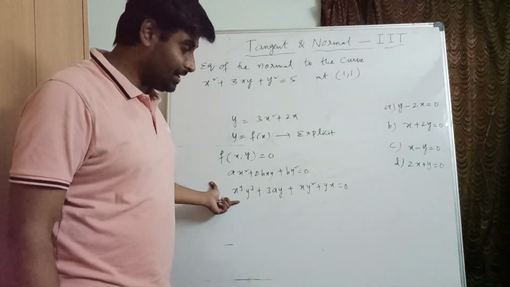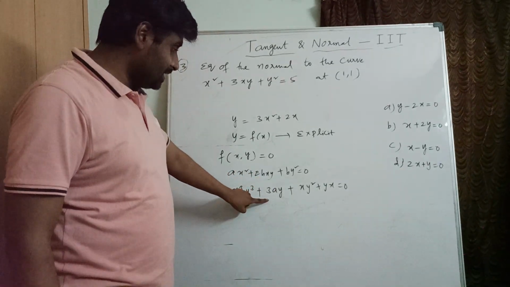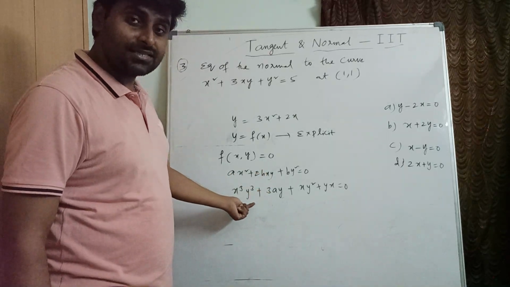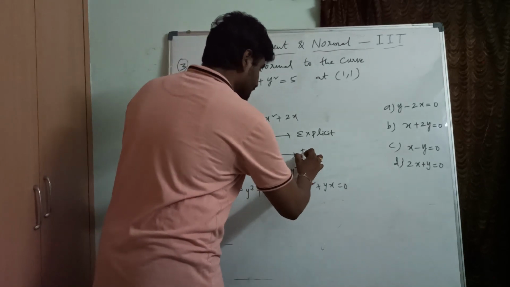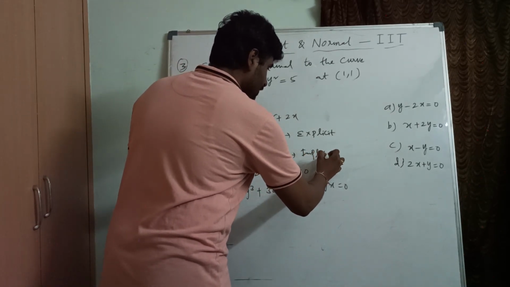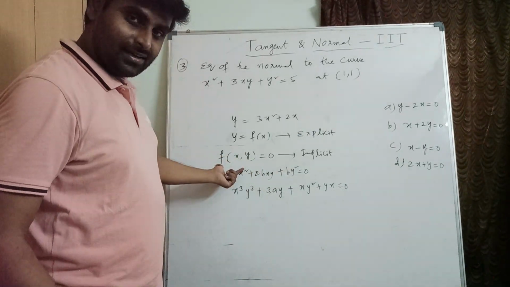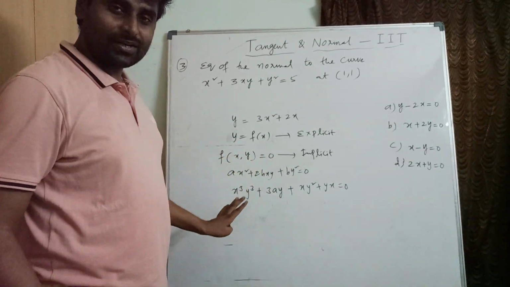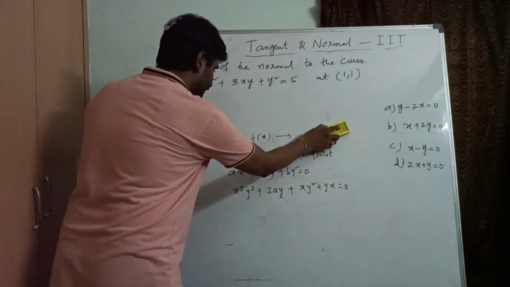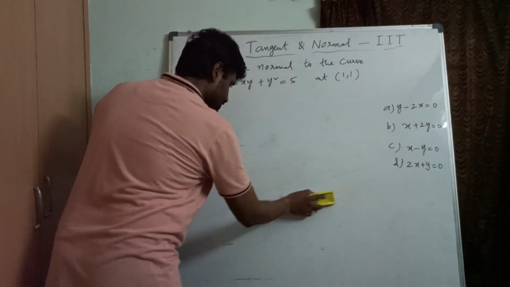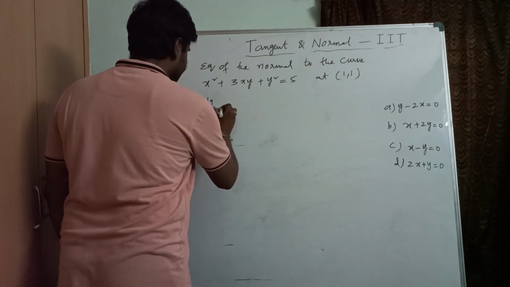Whenever an expression is given in terms of x and y together, taking y out is difficult. So whenever a function is given in implicit form, how can I derive it? For that there is a shortcut: minus ∂f/∂x by ∂f/∂y. Now directly we can go for finding dy/dx.